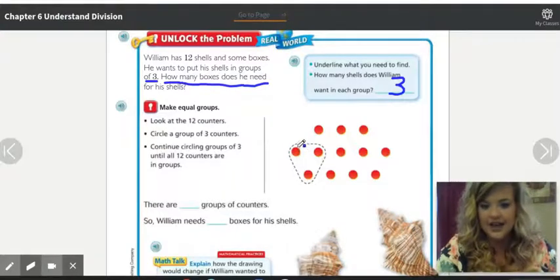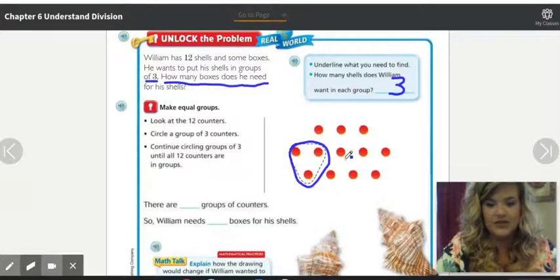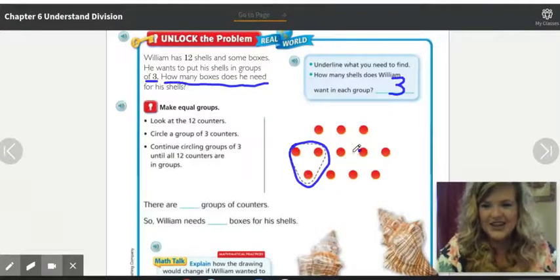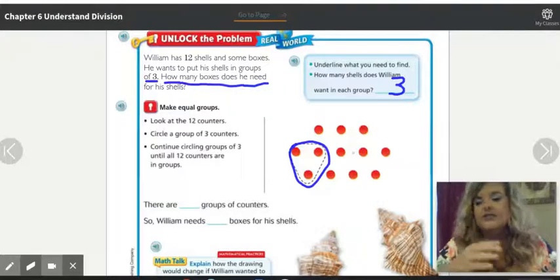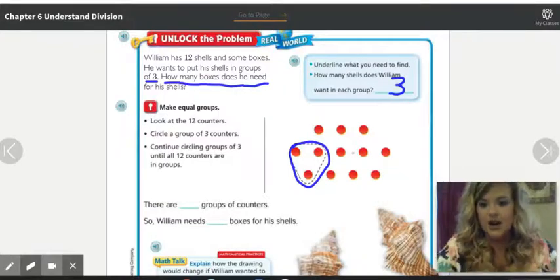So it's kind of like this is a box, okay? Whew. Listen, this is going to be some bad drawing. I'm sorry. Okay. All right. So there's one box. It says continue circling the groups of 3 until all 12 counters are in each. It's like they're in their group. They're in their box. Okay.